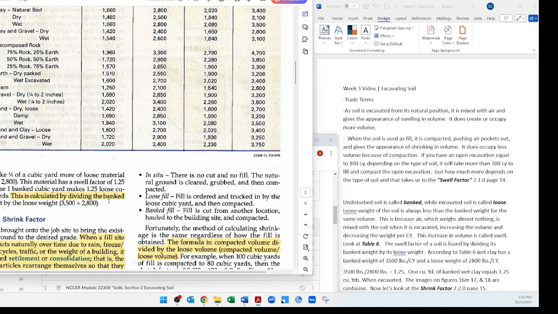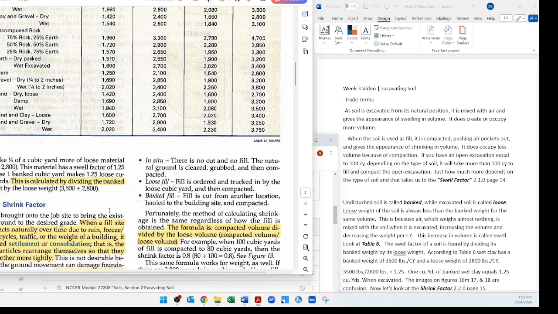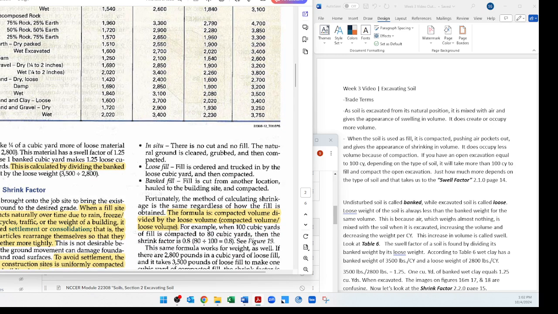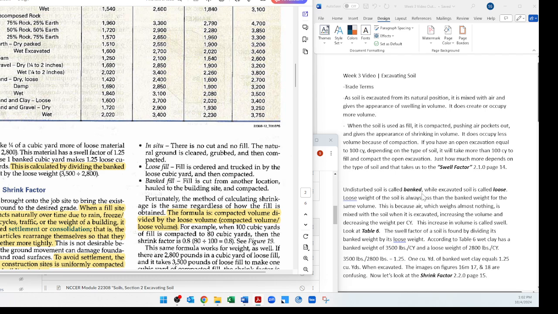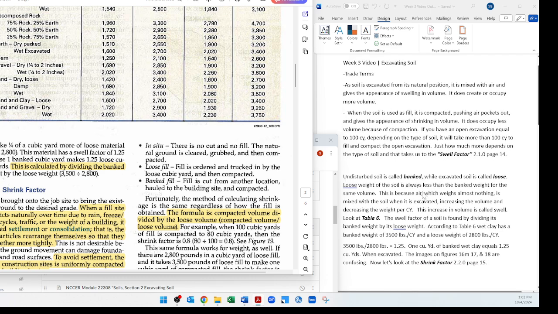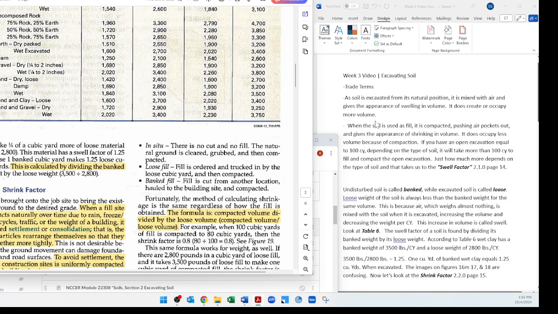The next factor that we talked about, again, here's the little calculation. It's calculated by dividing the bank weight by the loose weight. So the next thing we got to figure out is, let's see what I've got over here, trade terms. When the soil is used to fill, pushing air in the pockets out gives the appearance of shrinking volume. Actually, it does occupy less volume because of compaction.